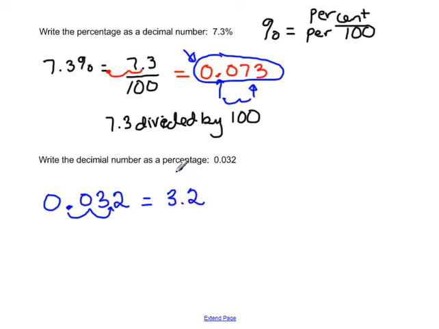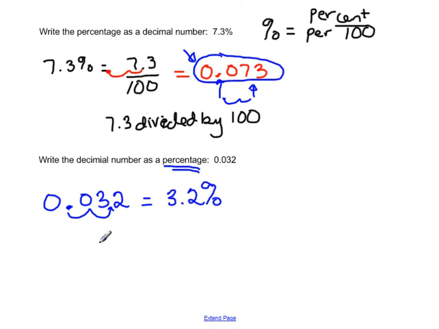Now remember, they asked us to change it to a percentage, so we have to be sure that we put that percentage on there. Otherwise, it wouldn't make any sense to say that 0.032 is the same thing as 3.2. It's that percentage that makes them equivalent.